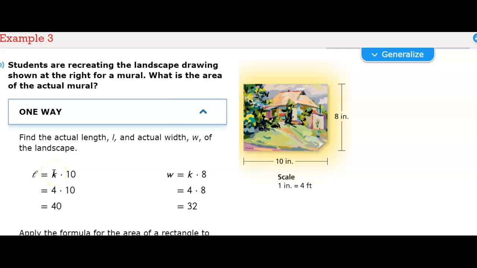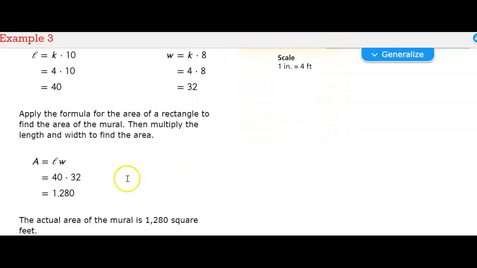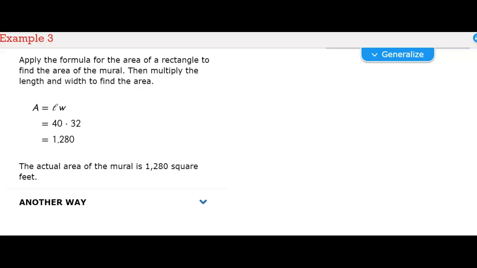K, again, as we learned from the example, is the scale. The scale used here is 4 feet is equal to 1 inch. So K is 4. 4 times 10, which is the length, is 40. That's the actual length. And then the width is K times 8, so 4 times 8, and that's 32. And then 40 times 32 will give us the area of 1,280 square feet.